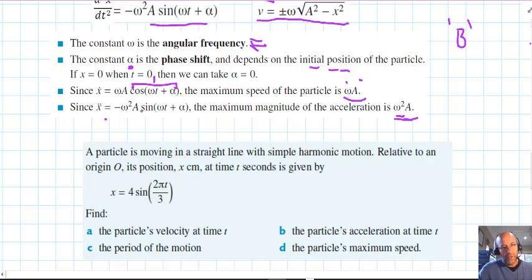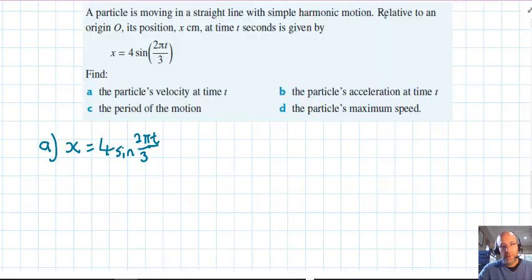All right, well, that corresponds to when this has its maximum value. Now, it just said magnitude there, by the way, because the direction can be in two directions. So let's do two examples now. We've got some simple harmonic motion here. We've got this equation here given to us, which we can deduce some values from, the displacement equation. In part A, we've got to find the particle's velocity at time t, so v of t.